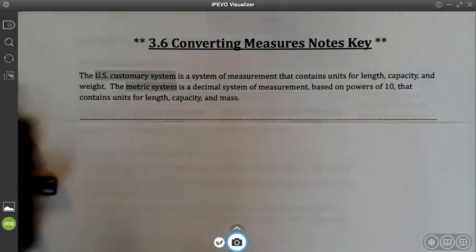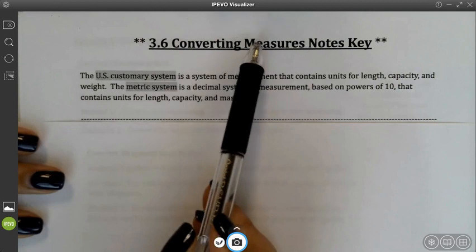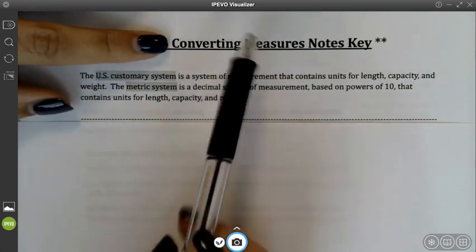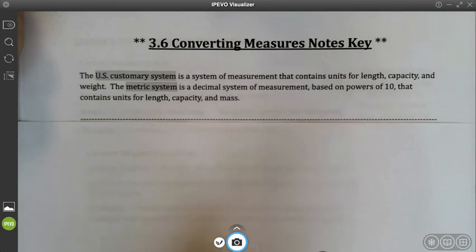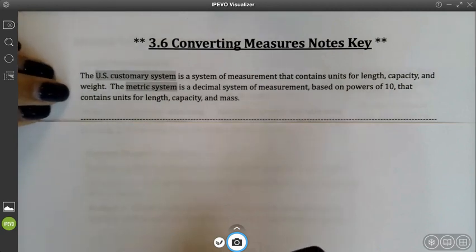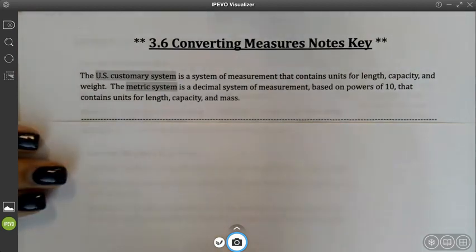Today we're going to be talking about section 3.6, converting measures. I know you've talked about converting measures or measurements in science class in 6th grade. We're going to go a little bit more in depth with converting them.